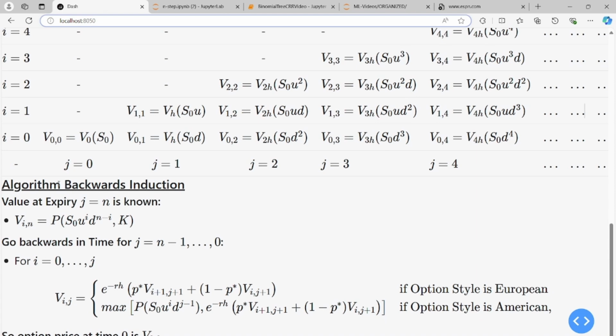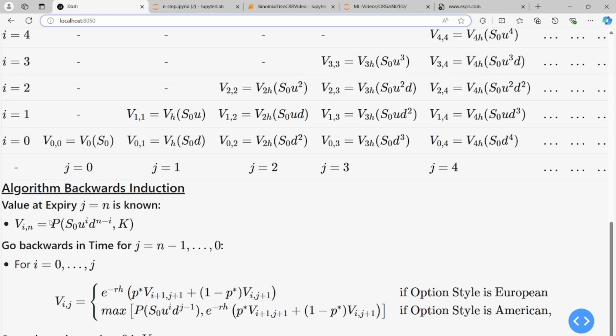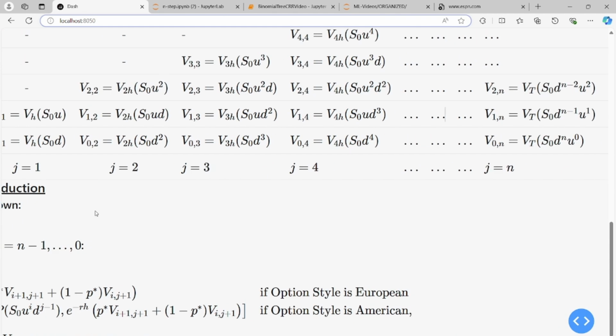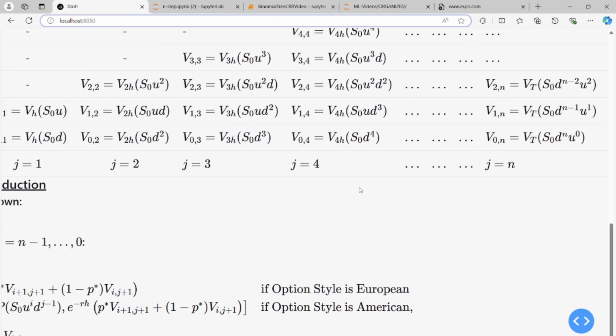Okay, so now the algorithm we're going to implement with Python is backward induction. At expiration, we know the value of the option. It's the payoff that we defined earlier, whether it's a call or put option, of the stock price, which by the formula will be u to the i, d to the n minus i times the initial stock price, and K. That's the payoff function. If it's a call, it'll be this minus this, max of that or 0. If it's a put, it'll be this minus this, max of that or 0. So you calculate all the values at the last time step, and then you go backwards in time.